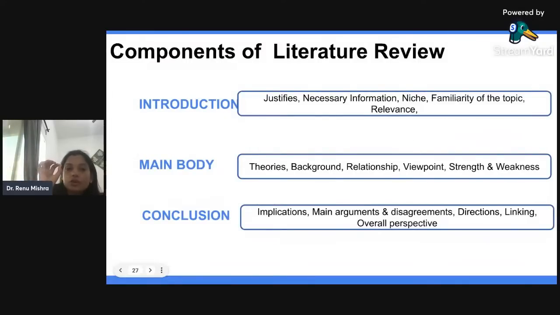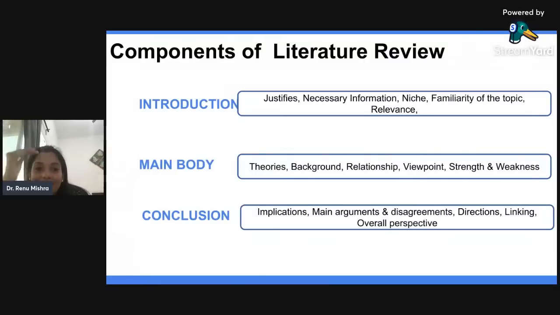Now comes your literature review component. I told you what should be added with your literature review and how the structure should look. Basically, the structure of a literature review should be divided into three sections: introduction, main body, and conclusion. Now remember, this is the chapter which contributes maximum to plagiarism, so make sure that you're not just copying the content.